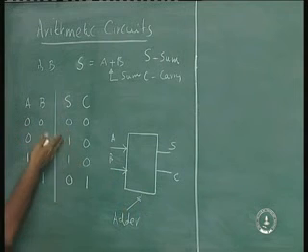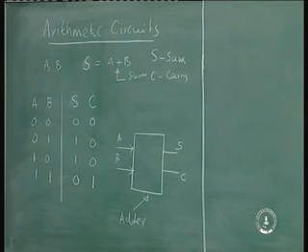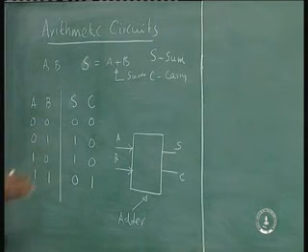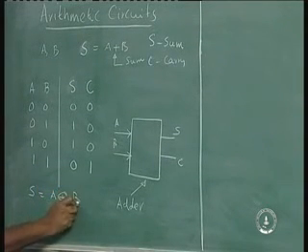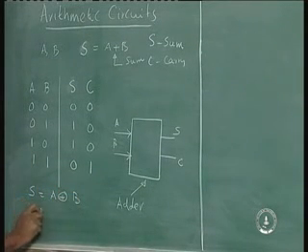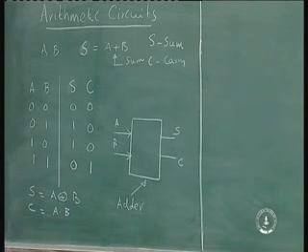And you can very easily see that sum is the exclusive OR of A and B, and C is the AND of A and B, right? So without having to go through Karnaugh map and Boolean algebra reduction, I can look at the truth table and write sum as A exclusive OR B, and C as A AND B. Is that right?